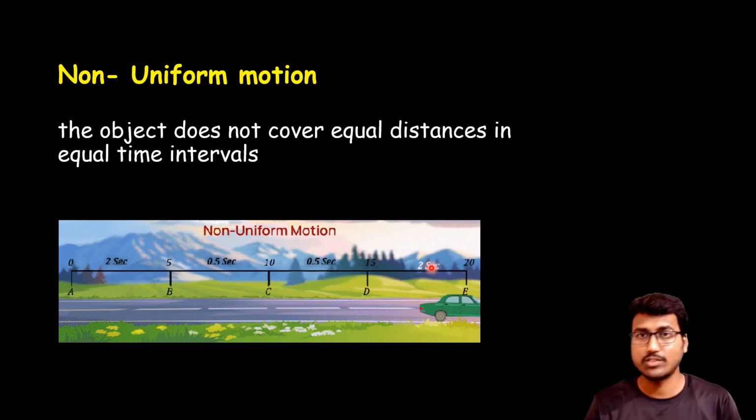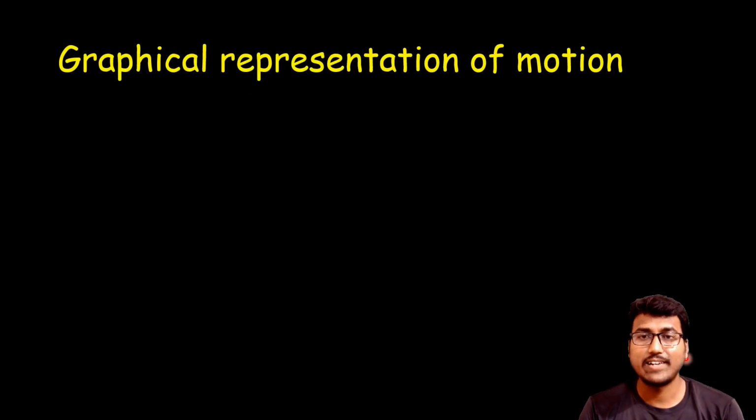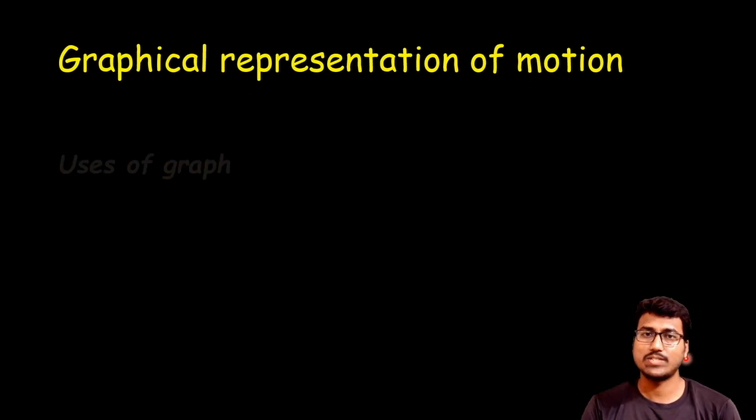The speed is not constant. Okay, so then it is considered as non-uniform motion. Let's go forward and understand the important concept, which is graphical representation of motion.